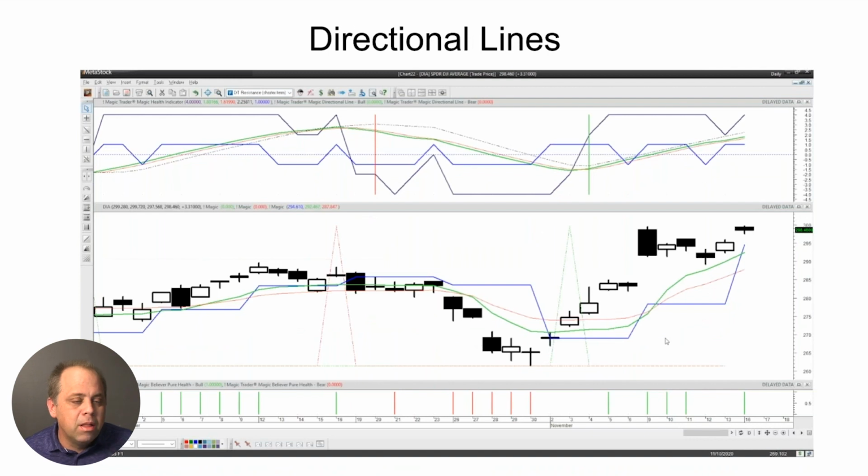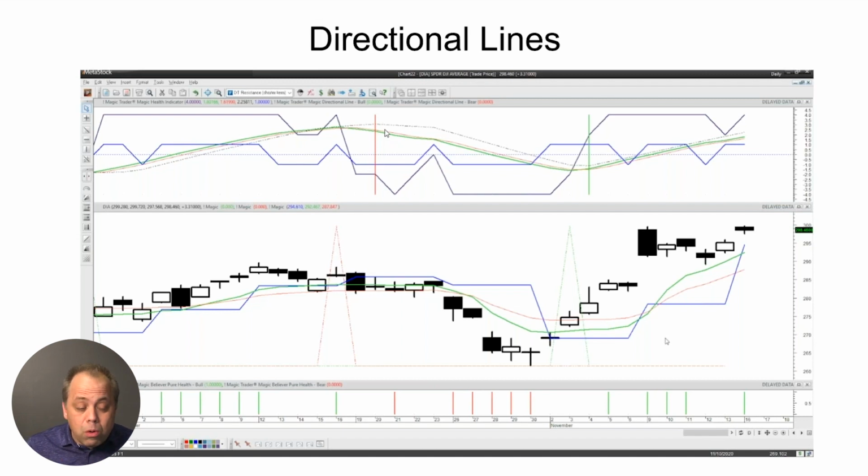So the next thing I want to talk about is the directional lines. Right here, you can see there's a directional green line. It's just a line that goes straight up. It's green. It tells you that you're entering a bullish phase in the market. Right here, you see a straight up line. It's red. It means that you're entering a bearish phase of the market.